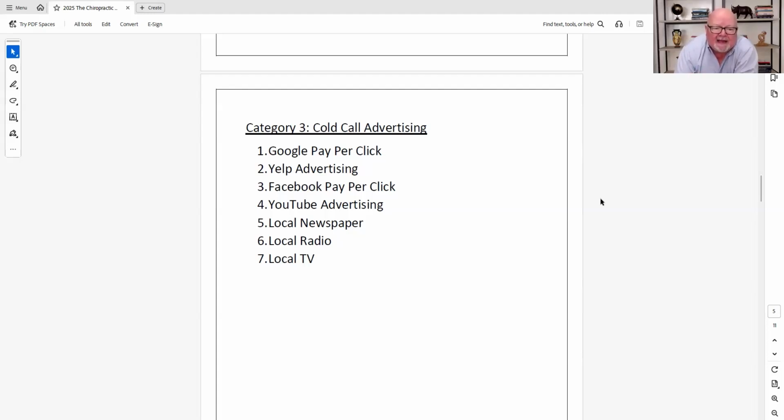And then Yelp advertising. Well, what are they doing in Yelp? If they're looking at chiropractor location, you think they don't have any intention on going to a chiropractor? No, it's because it's a new patient. And you're in a trusted category. They're looking at a trusted source, Yelp, reviews. So this is a little bit of the hierarchy of cold call advertising.